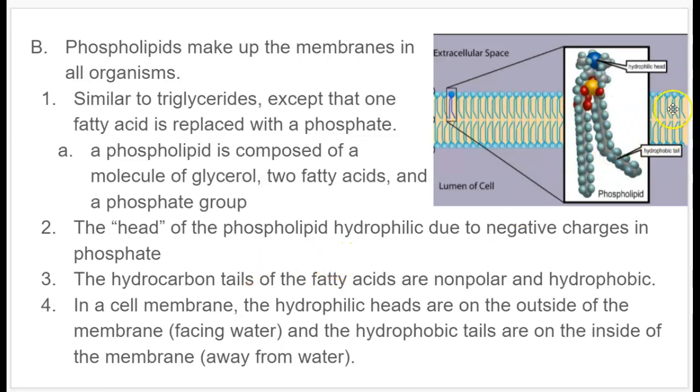Whereas the tail part, since the tail part has all the hydrocarbon bonds, those are nonpolar, so they don't like water. They don't interact with water, so those are hydrophobic. So in a cell membrane, you see all the hydrophilic heads on the outside of the cell membrane, and you always see the hydrophobic tails on the inside. And remember, there's going to be water in the extracellular space. There's going to be water inside the cell, and so the parts that don't like water are going to be sticking together.